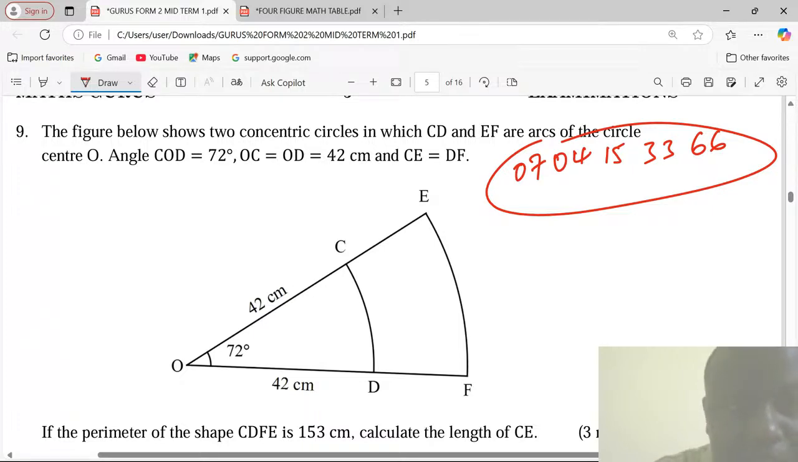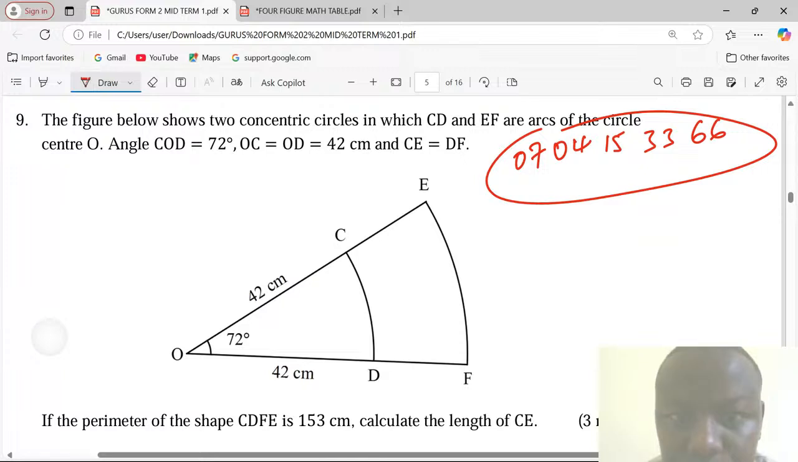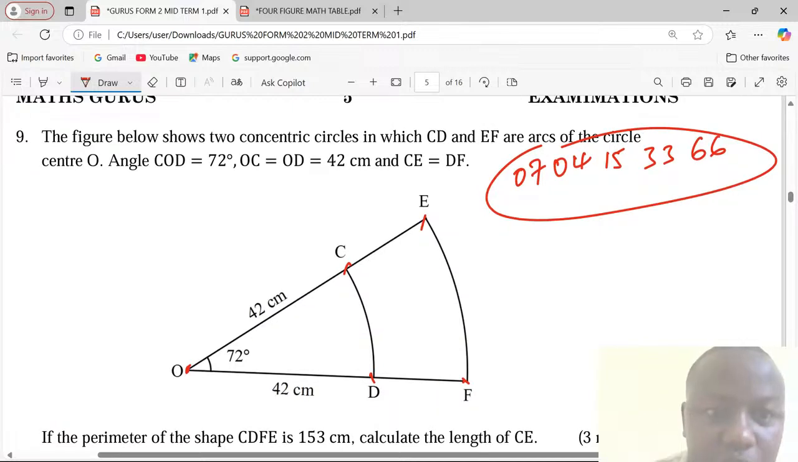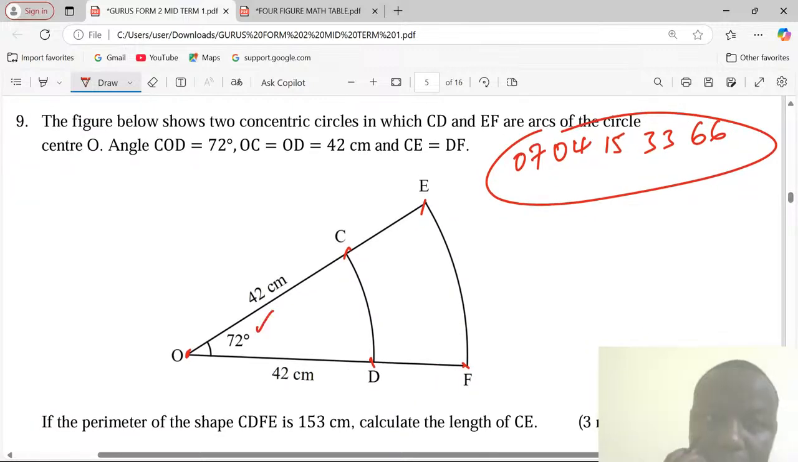The figure below shows two concentric circles, in which CD and EF are arcs of the circles center O. Now, the angle COD equals 72, just as indicated.